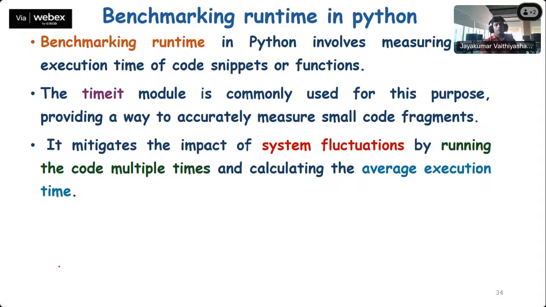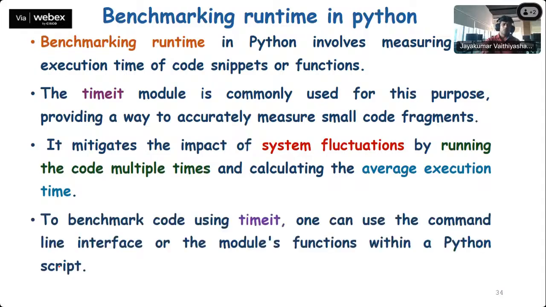It mitigates the impact of system fluctuations by running the code multiple times and calculating the average execution time. Because your computer or laptop is a simple device, it won't work in the same way each and every time, so small fluctuations may occur during execution. In order to calculate the average, you need to run it multiple times and measure the time for each occurrence. To benchmark code using timeit, one can use the command line interface or the module function within a Python script.